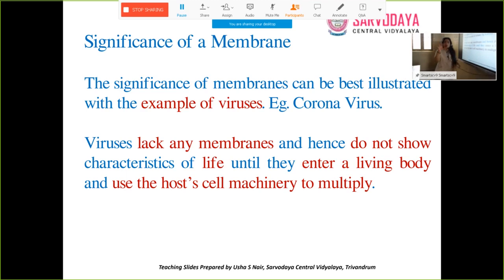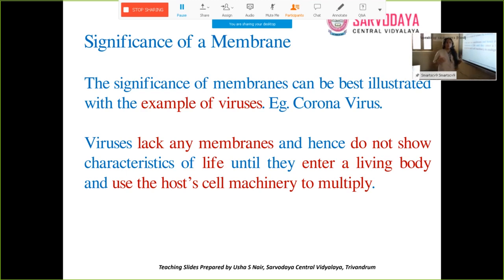These viruses just come up and enter a living body and use the host cell's machinery to multiply. So viruses don't need any membrane. But once they get their host, that's what's happening with coronavirus. They don't need a membrane as such. They come into us, we are the host, and then the virus just multiplies.